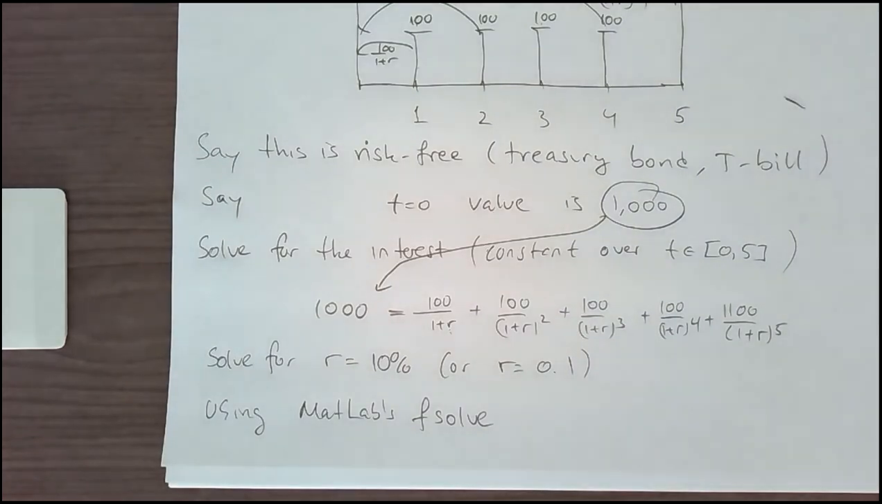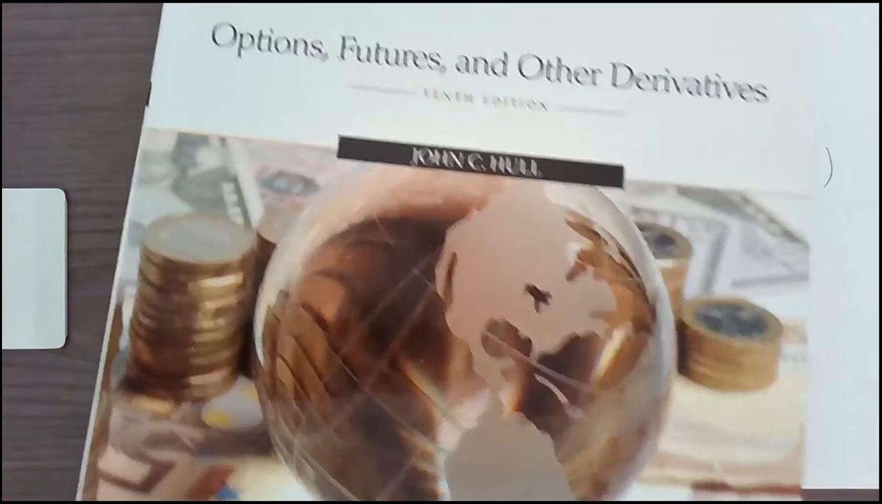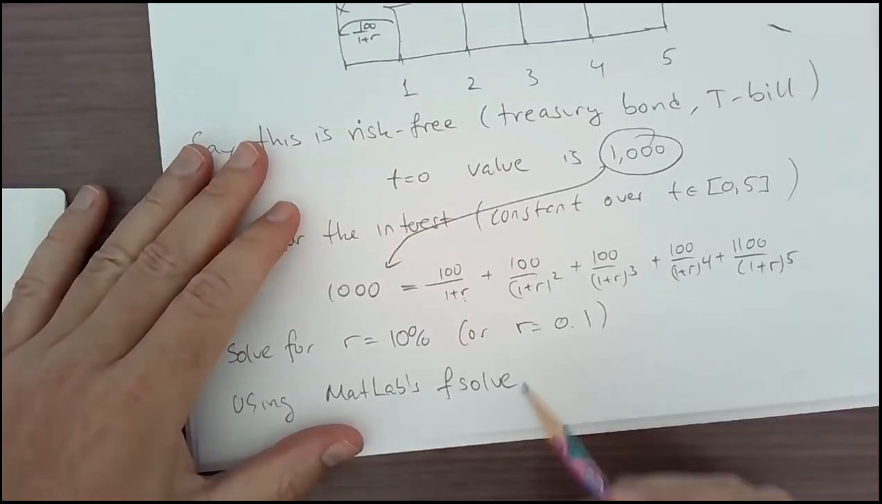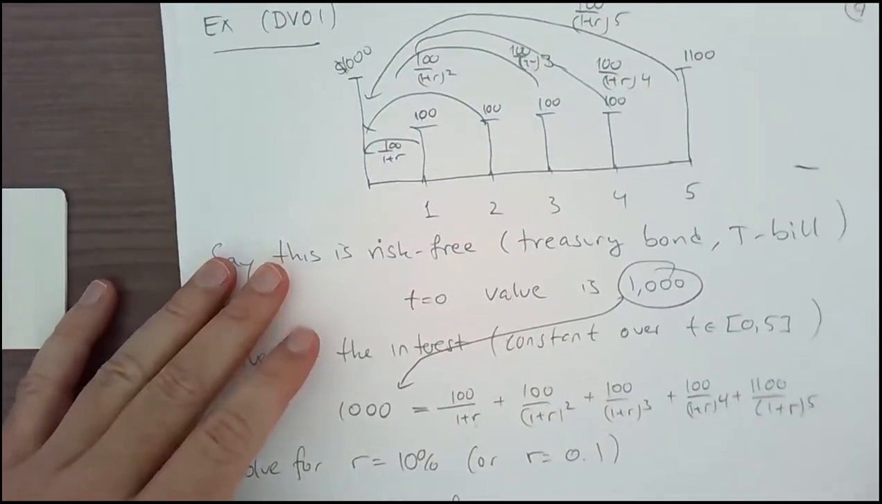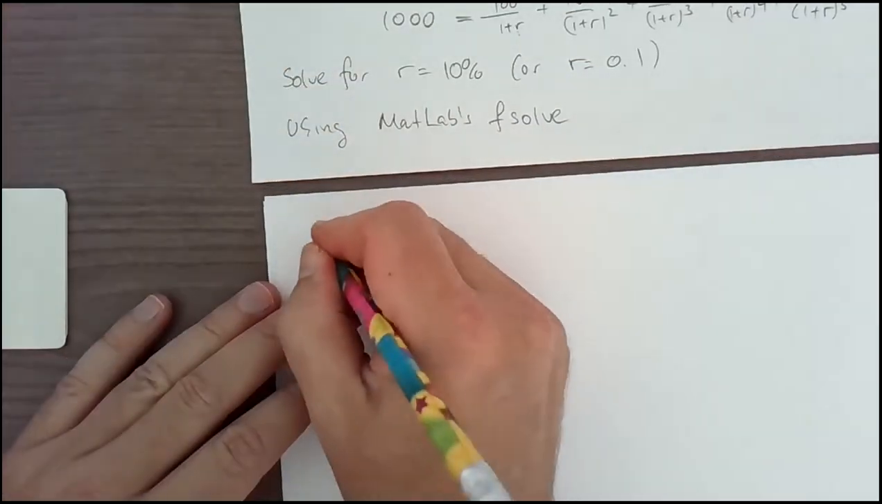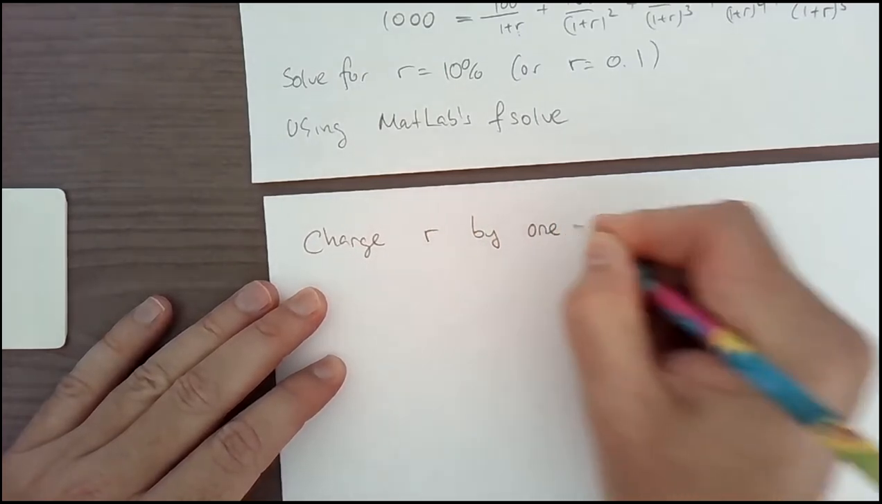So remember what it was that Holhe said. What was it Holhe said? Well, he said you need to change R by 1 basis point. Okay, so let's try to change R by 1 basis point.